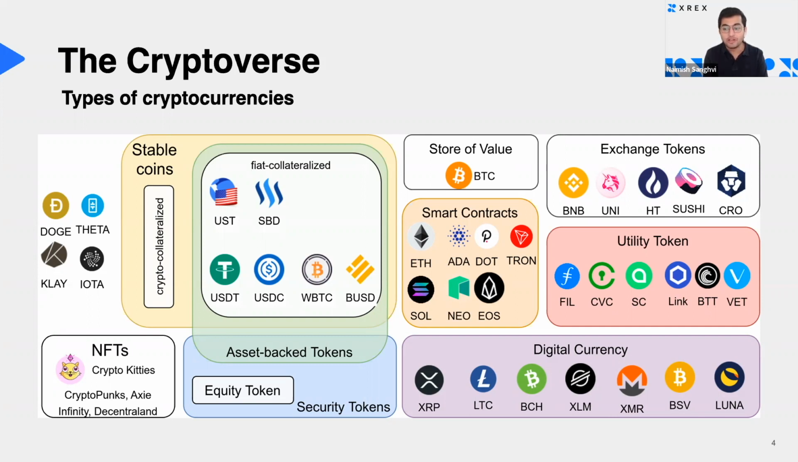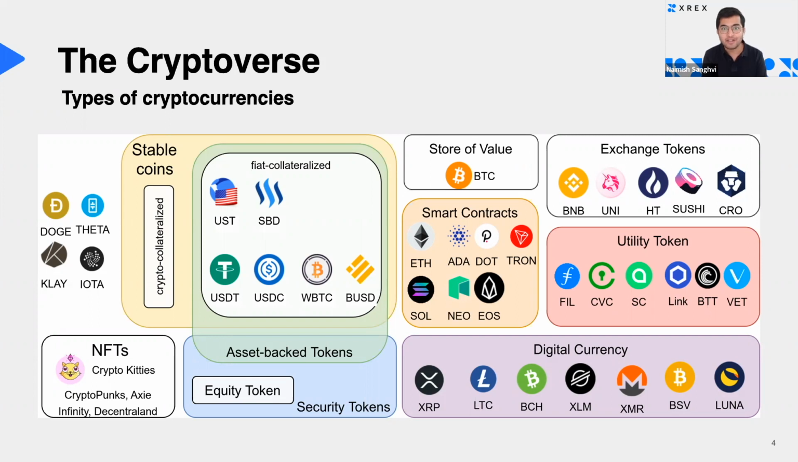And then you have utility tokens. Each one of them here, there is Filecoin, there is CVC, there is SC, there is Link. These coins or tokens serve a different purpose on the blockchain. So they are used to fulfill a utility and not just used as a payment mechanism or store of value. So they have a utility, and hence they are called the utility token.